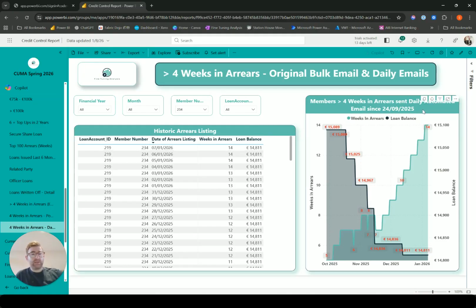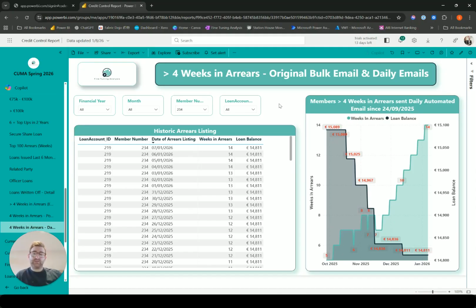And if we focus over here, this is probably my favorite visual, focusing on the Power Automate side of things, we can see the trend. In October, weeks in arrears were 5, they've gone up to 14. The loan balance in October was 15,089, and it's only gone down to 14,811. That's more than likely why the weeks in arrears has gone up so much, because they've only paid off just over €200 of their loan balance since October, and they're obviously due to pay back a lot more than that.